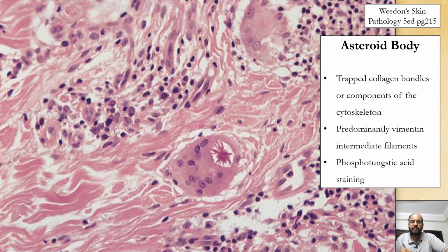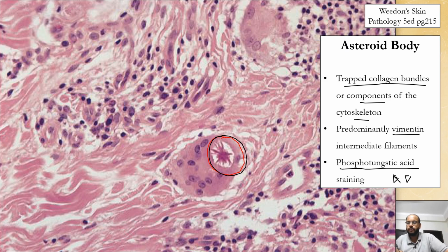Now this structure here is an asteroid body. Let me change the pen color. Asteroid bodies are nothing but trapped collagen bundles. These are collagen bundles which have been trapped inside a granuloma, or components of cytoskeleton. They are predominantly vimentin in origin, but other intermediate filaments can also be there. And they are stained by phosphotungstic acid.